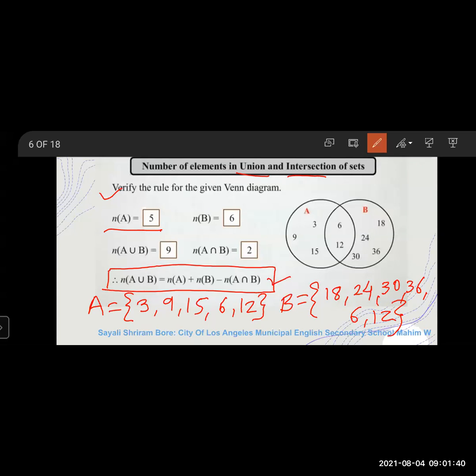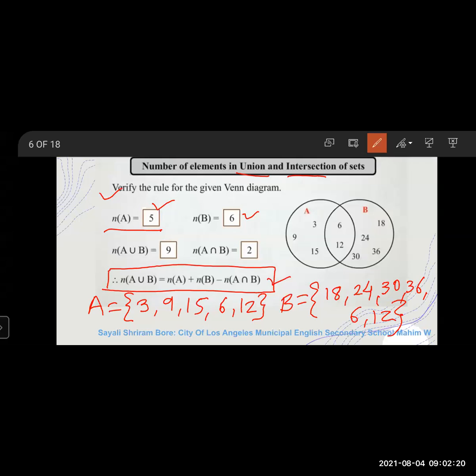Now n of A. n of A means what? Number of elements in set A. So in set A, how many elements are there? 1, 2, 3, 4, 5. So here I have written 5. n of B, that is the number of elements in set B. How many elements are there? 1, 2, 3, 4, 5, 6. 6 elements. So that means if the set is given in diagrammatic form, that is the Venn diagram, you can first write down the sets separately and then count the number of elements in that particular set.